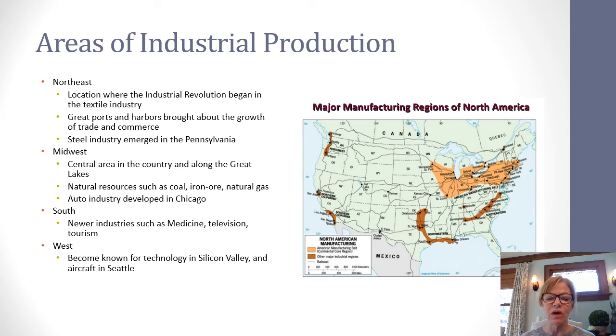Down in the South, they produced a lot of industries. This is new industries, but also in this Piedmont region right here along the Appalachian Mountains, that's where a lot of textile mills used to be, right? And then in the West, they're known for like Silicon Valley, and then aircraft in Seattle, high-tech stuff out there.